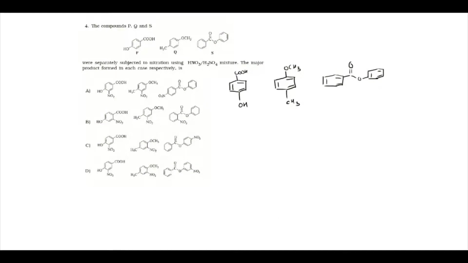In our next problem, three substrates are given and it is asked that they will be separately subjected to nitration reaction using HNO3 and H2SO4 and we have to guess the product. Now nitration reaction is an electrophilic substitution reaction in the benzene ring. So it depends on what substituent is present in that benzene ring.